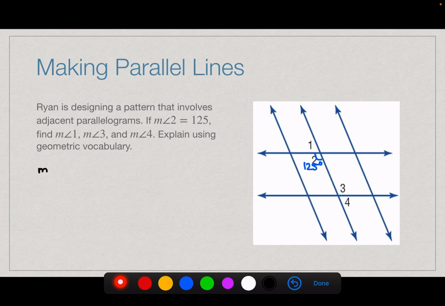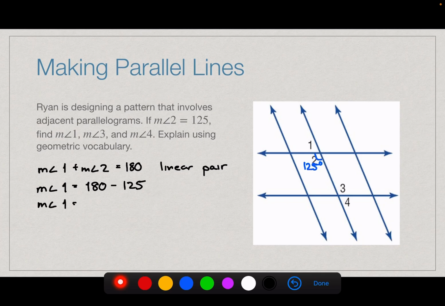Well, we do know that the measure of angle 1 plus the measure of angle 2 is equal to 180 because they are a linear pair. That tells us that the measure of angle 1 is equal to 180 minus 125. So the measure of angle 1 is equal to 55.